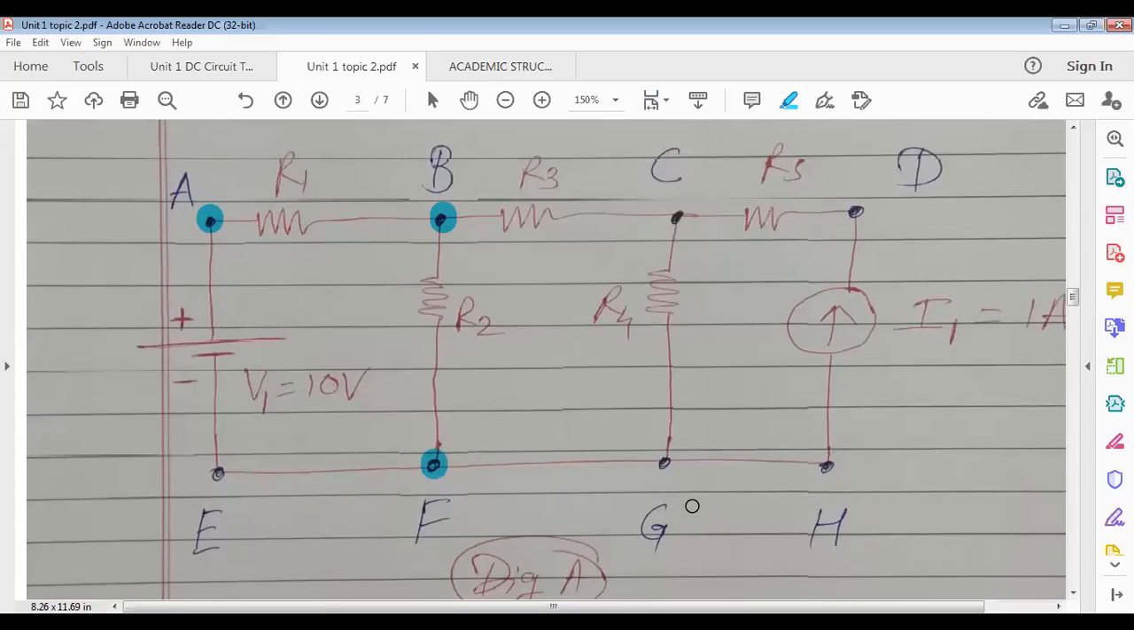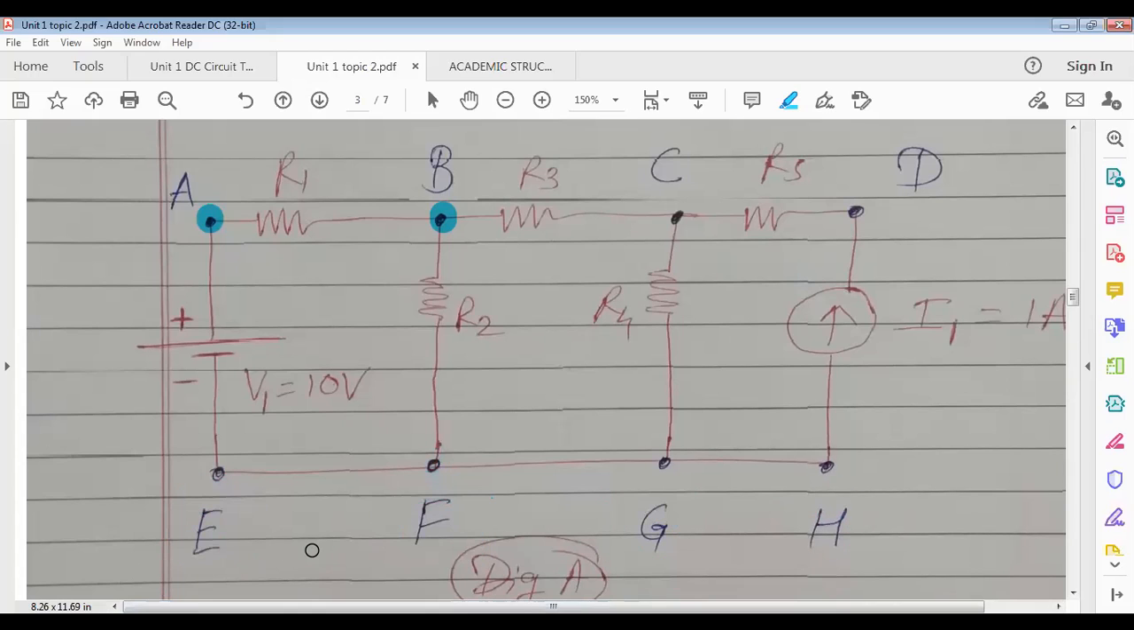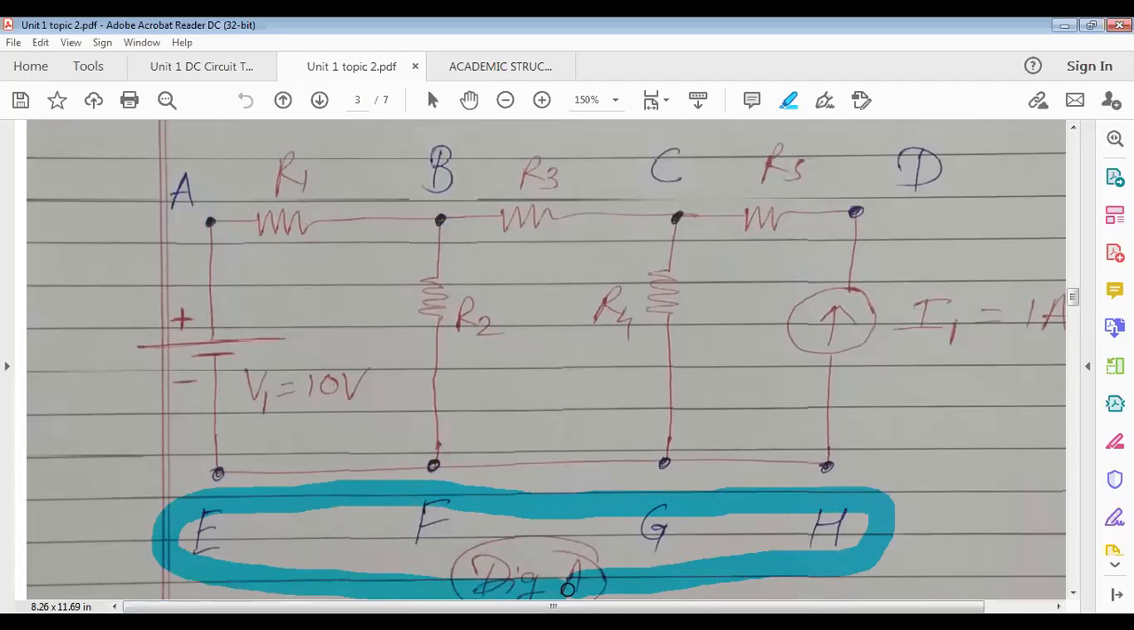Only one branch. So F is not a node or junction. E is not a node or junction. F not a node or junction. G not a node or junction. And H also not a node or junction. Except these four, bottom four, the rest all are called node or junction. A, B, C, D are the nodes.